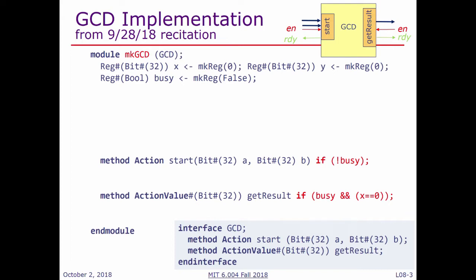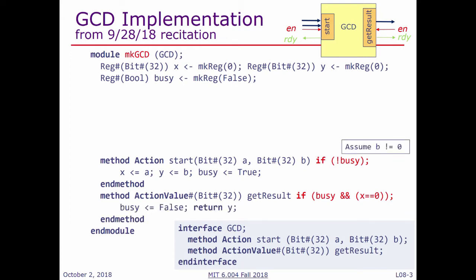You haven't even put in anything, so let's just assume that it has to be busy before the result is meaningful. Okay, and then at that point, we can easily write down the content of this. This is pretty trivial. X gets A, Y gets B, and busy is marked as true. And similarly, when you pick up the result, you mark busy as false, and you return Y, whatever the value in the Y register was.